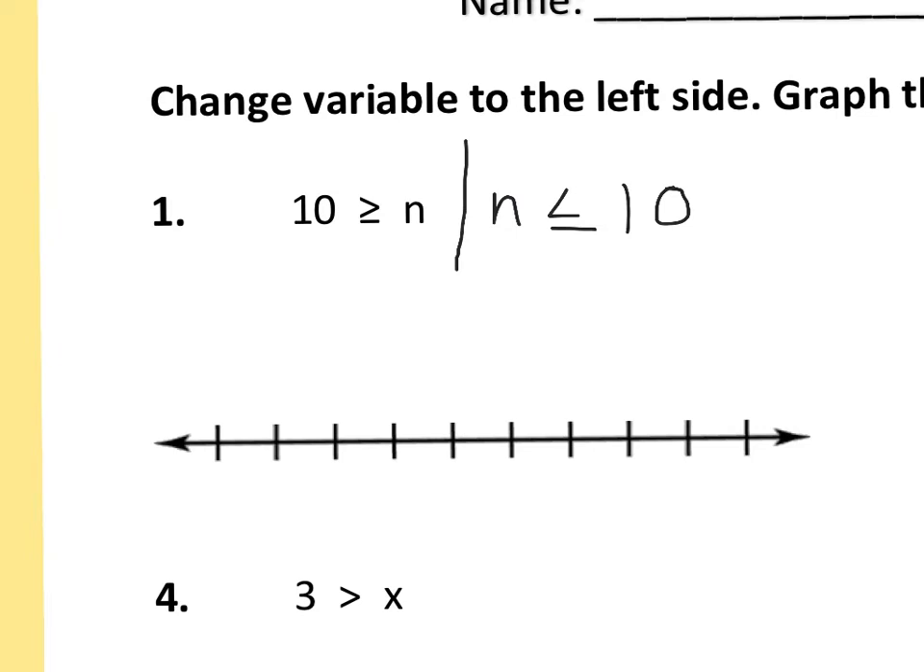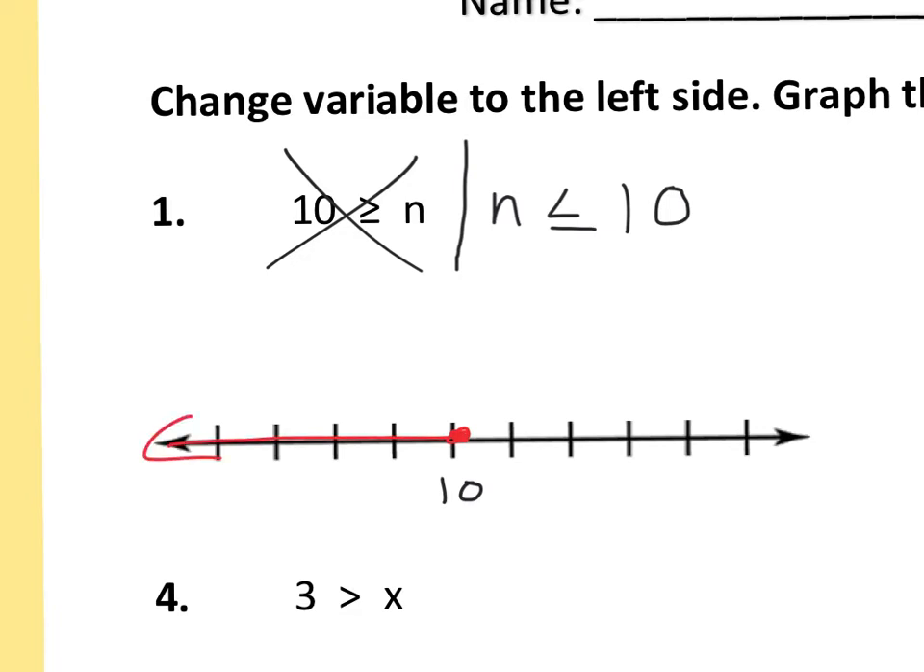So now it wants us to graph it. Remember, we don't need this guy anymore because we just came up with our new and improved inequality. So let's make a place where 10 would be. I like to choose the middle of my graph. So there's 10, and it is less than or equal to, so it definitely is a circle at 10. And then my arrow goes that way.